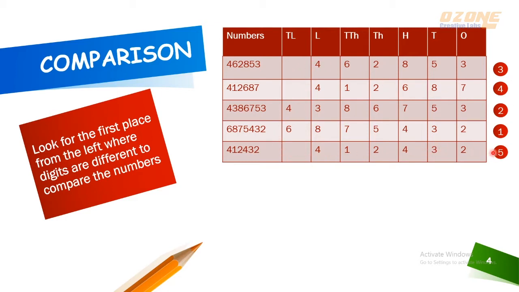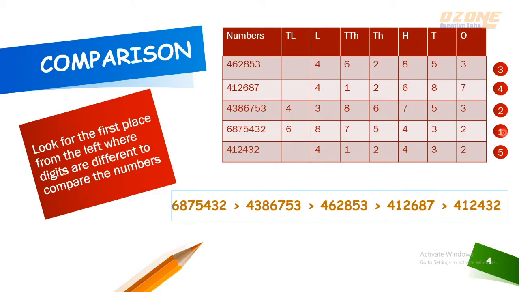So we can arrange this number like this in descending order. First the greatest number, next one, and the next one, and last the smallest one. If you want to arrange in ascending order, then we have to write in the reverse order. Smallest number first, then the next smallest one, and last the greatest number.